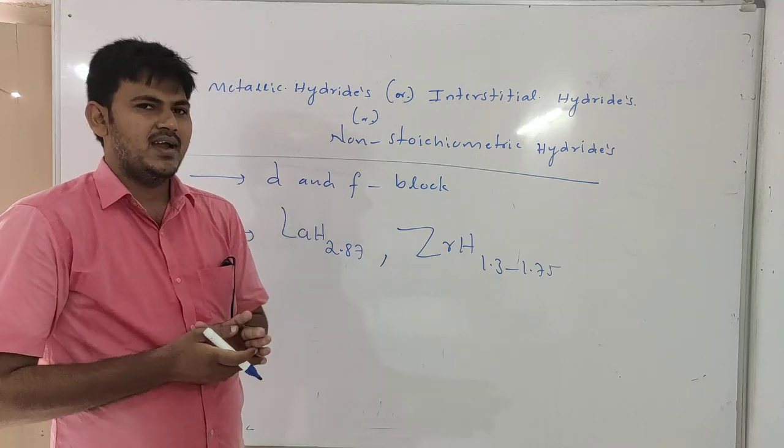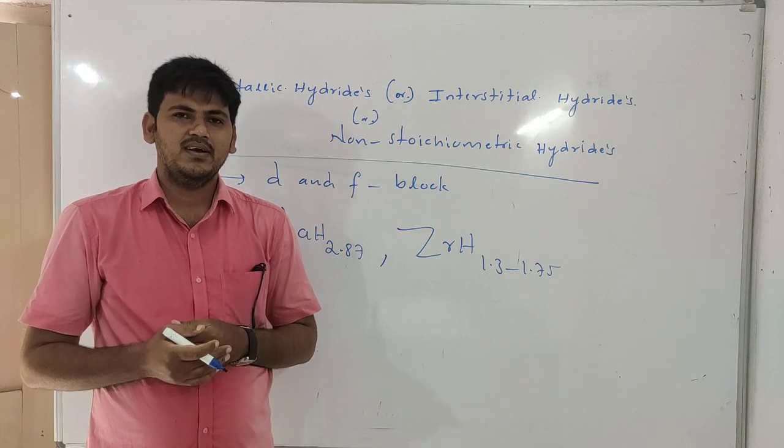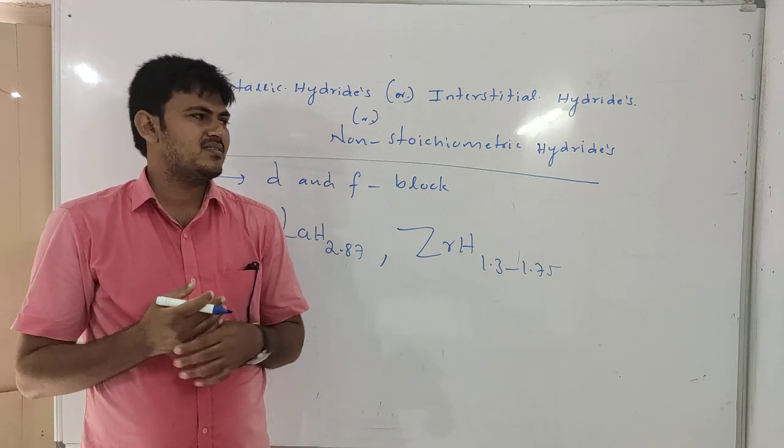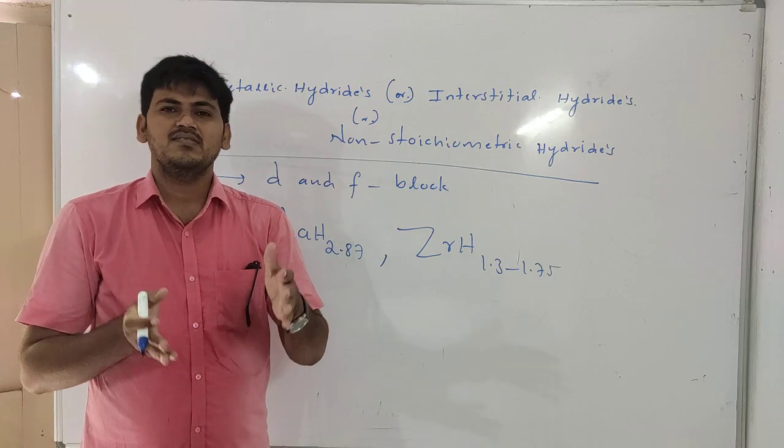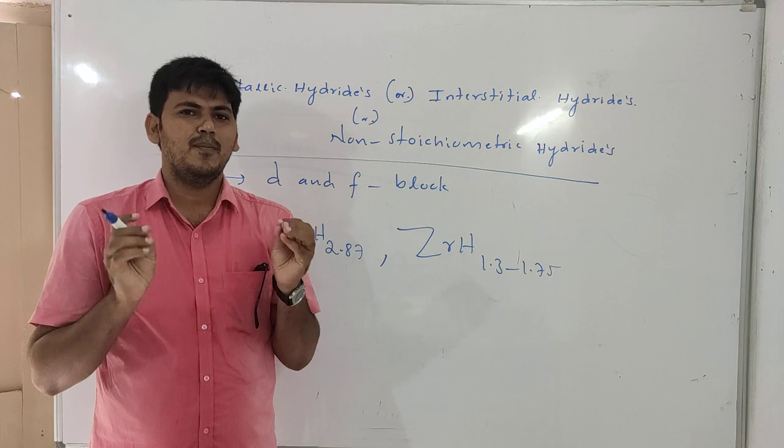Next, hydrides and classification of hydrides. Ionic hydrides, covalent or molecular hydrides, interstitial hydrides, metallic hydrides, or non-stoichiometric hydrides. So this is hydrogen and its compounds. So the hydrogen and its compounds chapter is completed.